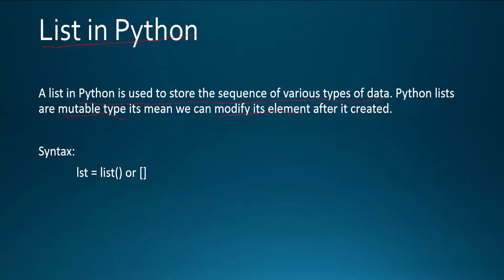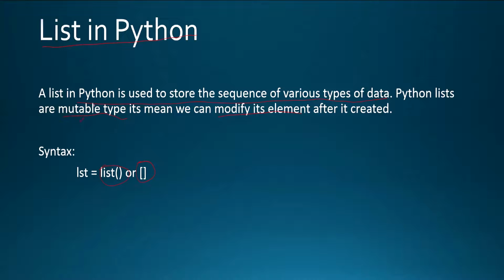It can store strings, integers, floating points, decimal points, or it can store a list within a list or a tuple within a list. We can declare however we want. And this is the syntax for a list. We can declare it either using the inbuilt function list or by using square brackets.